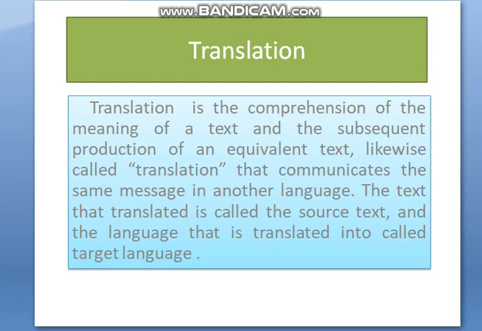Translation is the comprehension of the meaning of a text and the subsequent production of an equivalent text, likewise called translation, that communicates the same message in another language. The text that is translated is called the source text, and the language that it is translated into is called the target language.